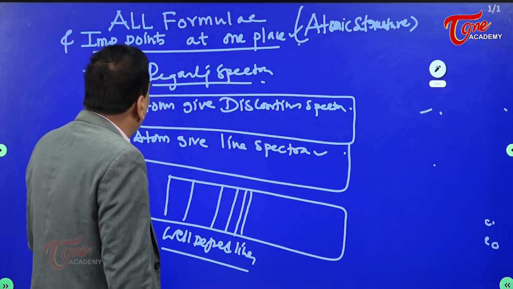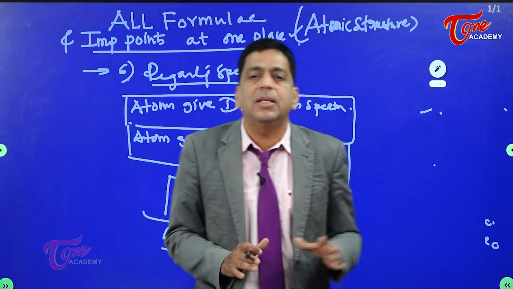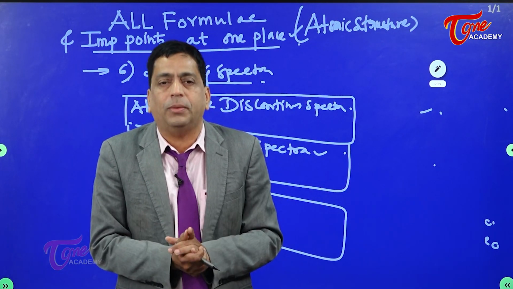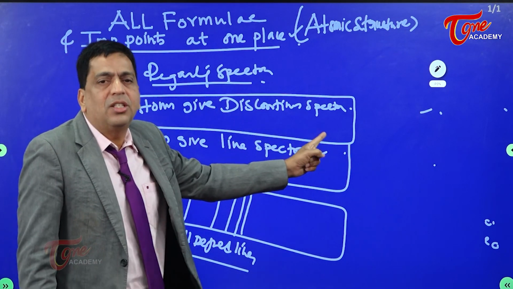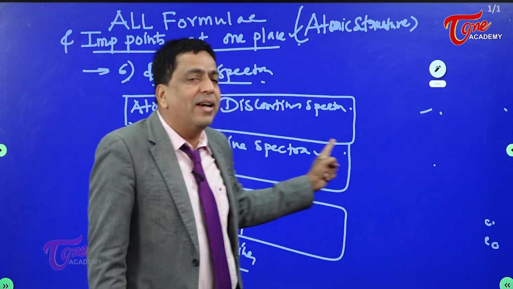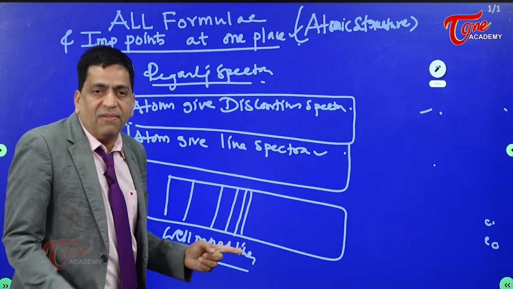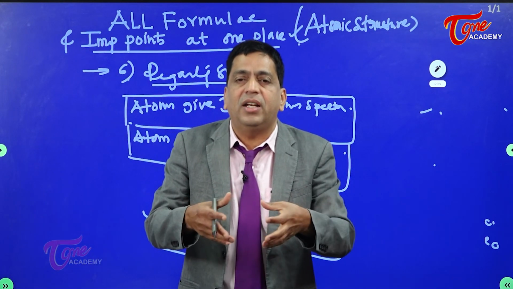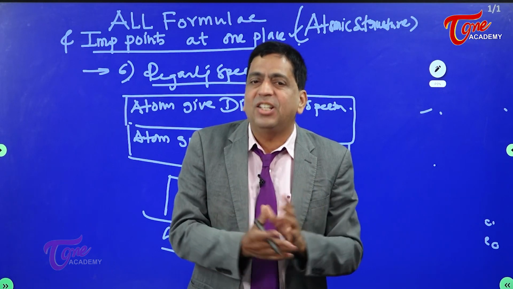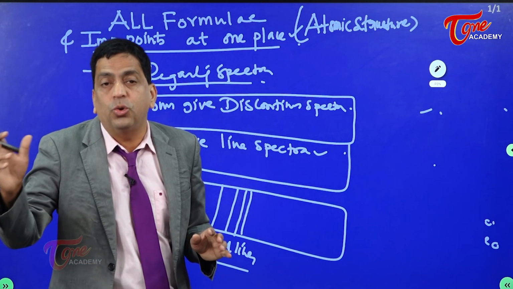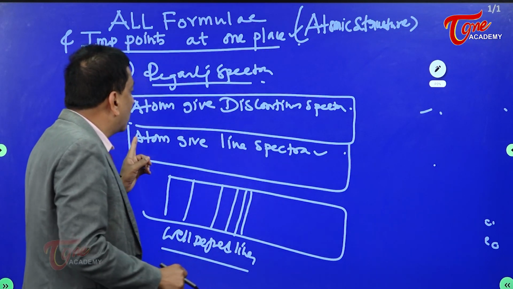So this is one case. And remember that molecules give band spectra, which I'm not discussing here, since we are discussing atomic structure. So what do atoms give? Atoms give discontinuous spectra, that is the truth. Discontinuous means each line is not merging with the other. If each line merges with the other, it looks like a band of lines, and we call that band spectra, which is given by molecules, not atoms.